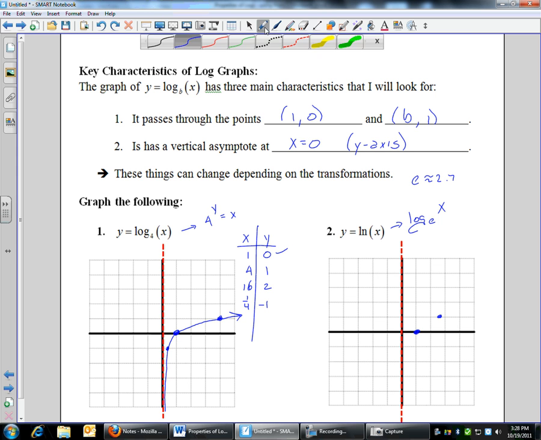And we'll graph that. Just kind of follow along. It's going to come up. It'll go through (1, 0), whatever the base is, (base, 1), and then it'll keep going that way. So that's how we're going to graph logarithmic functions. Now keep in mind, just like everything else, this can change based on transformations. But if it's not transformed, your basic log graph goes through those 2 points and has an asymptote on the y-axis.